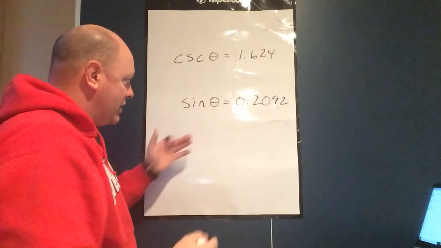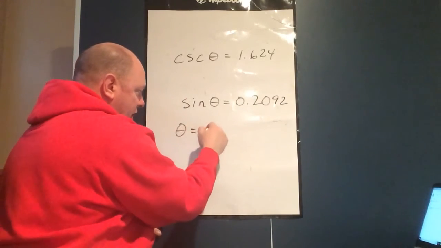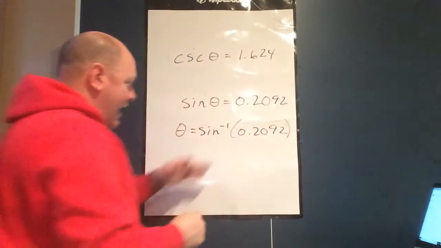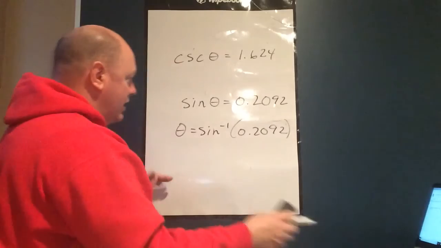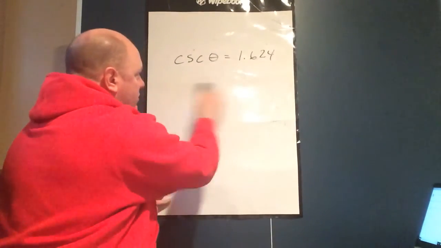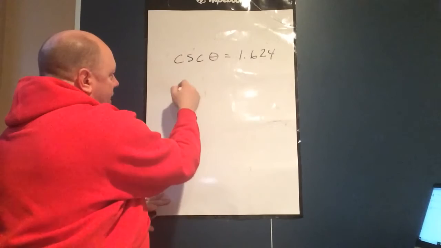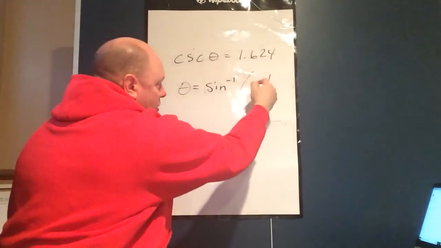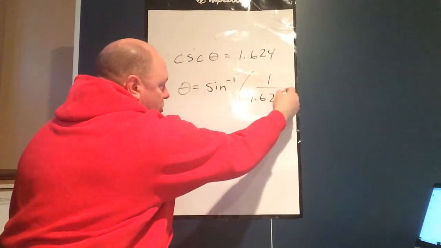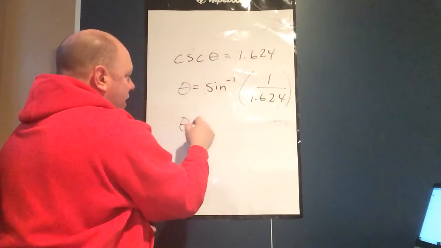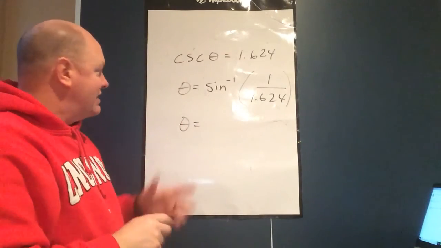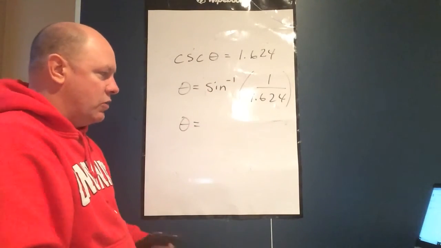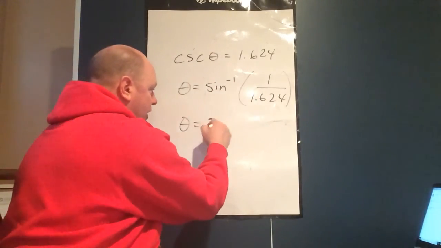To find our theta, we used the inverse function and found out what our angle was. The same thing goes here, but for our angles we take the inverse of sine and flip this: 1 over 1.624. You type in the inverse sine of 1 over 1.624, and we get 38 degrees.